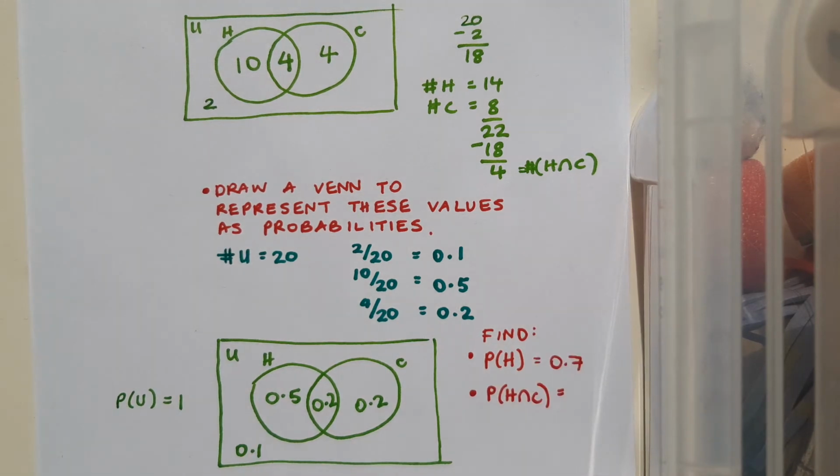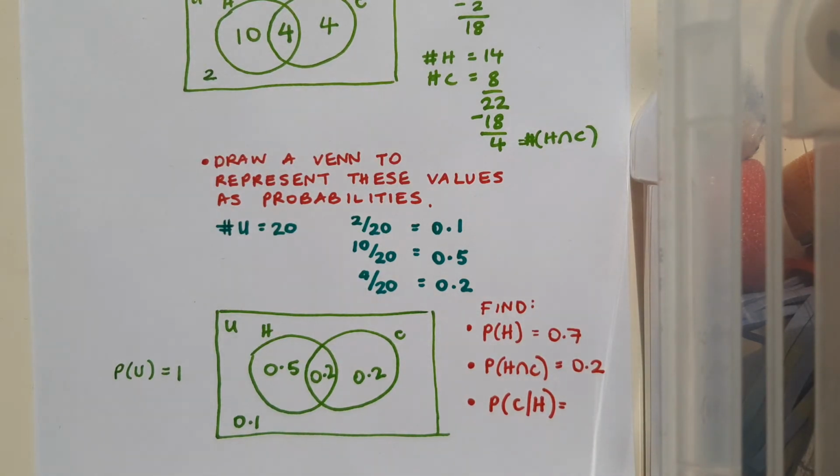Find the probability of H intersection C. Another way of phrasing this is to find the probability of somebody playing hockey and camogie. And that's this region here in the diagram, the intersection. So the probability of choosing somebody who plays hockey and camogie is 0.2.